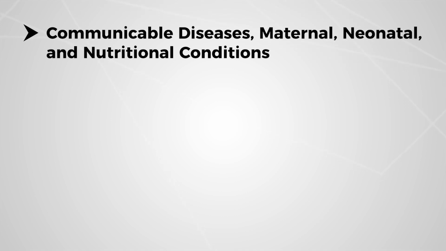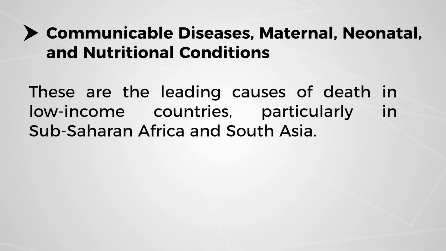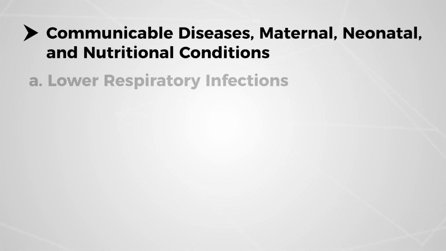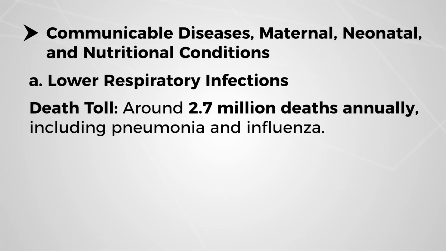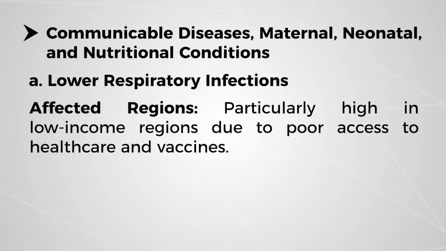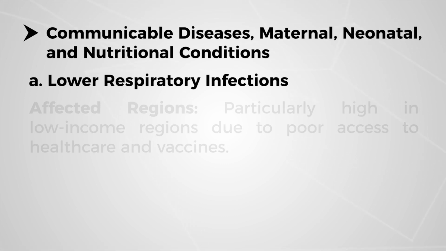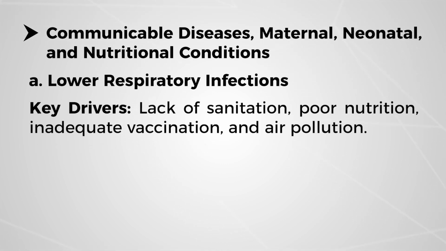In this figure 2018 has been covered. Now, communicable disease, maternal, neonatal and nutritional conditions are the leading causes of death in low income countries, particularly in sub-Saharan Africa and South Asia. Lower respiratory infections have a death toll of around 2.7 million deaths annually, including pneumonia and influenza. Affected regions are particularly low income regions due to poor access to health care and vaccinations. The key drivers are lack of sanitation, poor nutrition, inadequate vaccinations and air pollution.